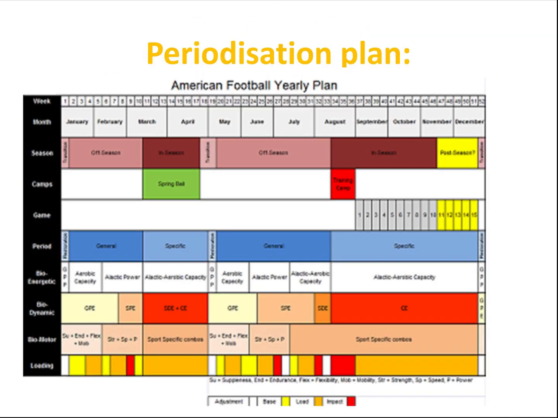So here's an example of an American football yearly plan. You can see at the top we have the season starts in January, ends in December. You can see when the off season takes place. So January to the middle of March is the off season there. Then we go into in season. We have a training camp here. You can see we have specific focuses here where they're working on alactic and aerobic capacity. Then we're working on aerobic capacity.